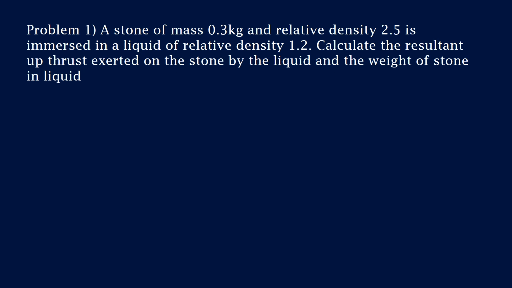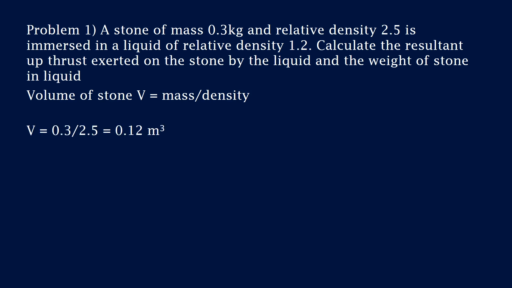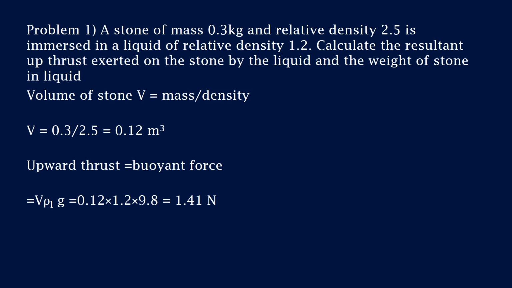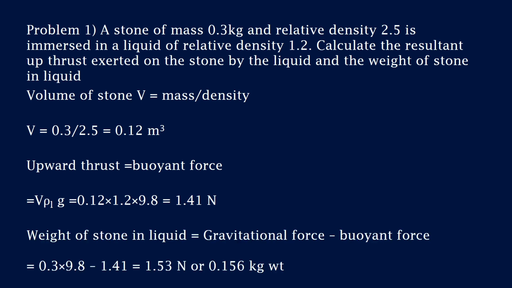Volume of the stone, V, is equal to mass upon density. Therefore, V is equal to 0.3 divided by 2.5, equal to 0.12 meter cube. Upward thrust is equal to buoyant force. Therefore, V rho L g is equal to 0.12 into 1.2 into 9.8, which is equal to 1.41 newtons. The weight of the stone in liquid is equal to gravitational force minus buoyant force, equal to 0.3 into 9.8 minus 1.41. On simplifying it, we get 1.53 newtons or 0.156 kg weight.